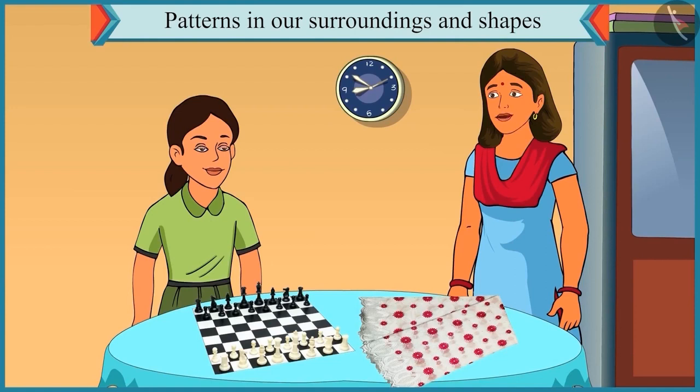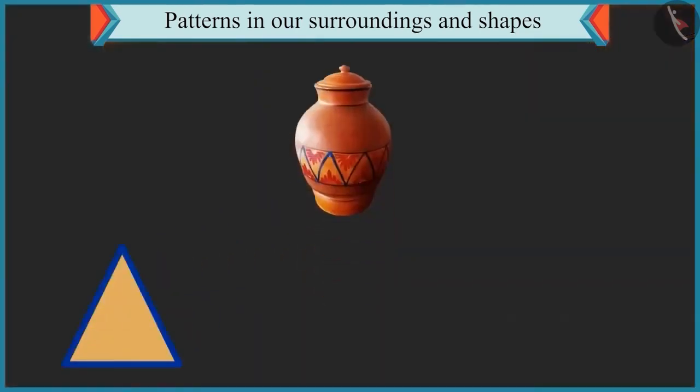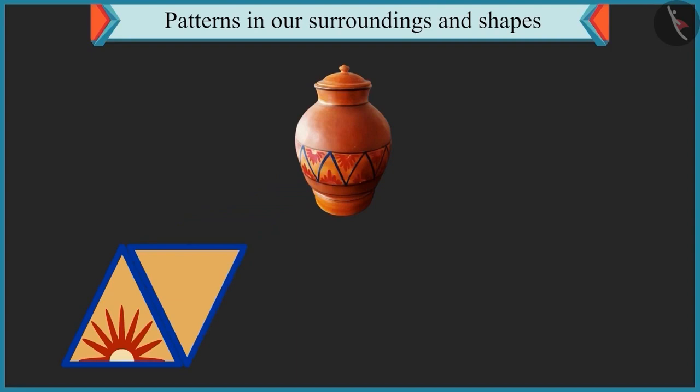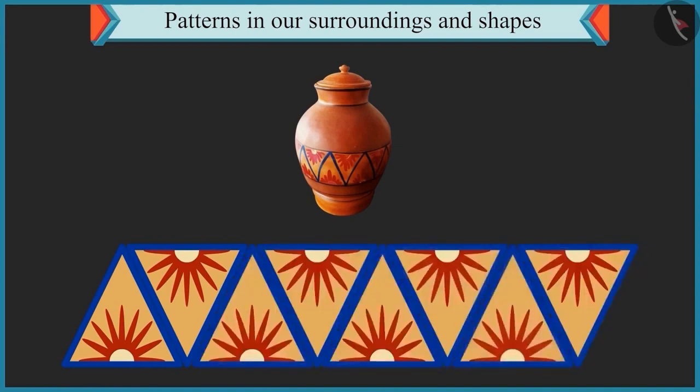Chutki, come on. Now let's go to the kitchen. Okay, let's go. Now look, a pattern is made using triangles on this pot of water. Oh yes. Look carefully. Here in this pot, a triangle is made with a flower in it. This is followed by an upside down triangle that again has a flower in it. Yes, and this pattern is repeated again and again.